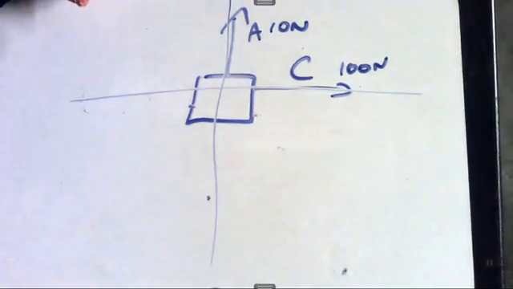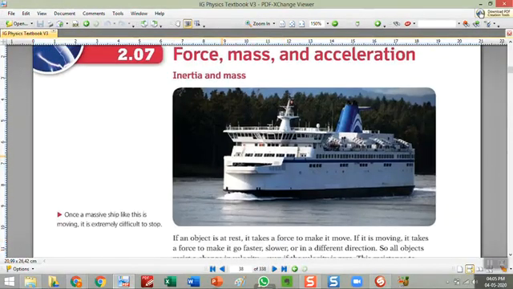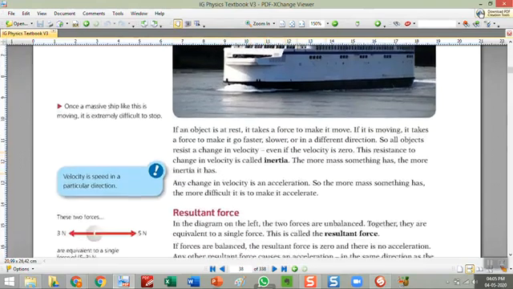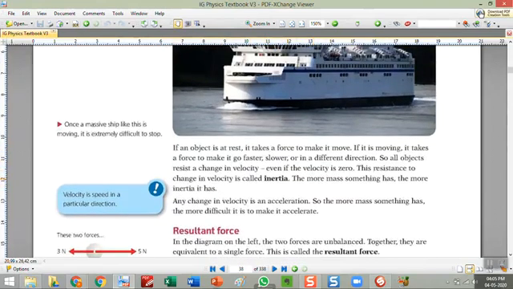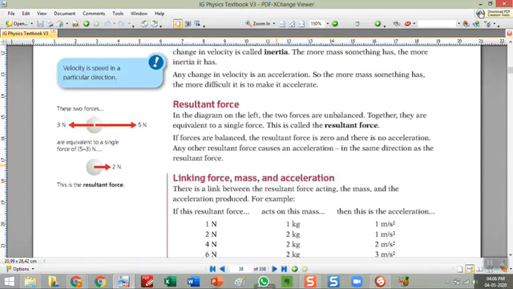So how does this link up to Newton's second law? Let's go to the chapter. So if we're in the chapter, it says here, if an object is at rest, it takes a big force to move. If it's moving, it takes a force to go faster or slower or to change direction. So all objects resist this change in velocity, even if the velocity is zero. This is called inertia. So the resultant force is the result of two forces. It's one force that is equivalent to those two forces.